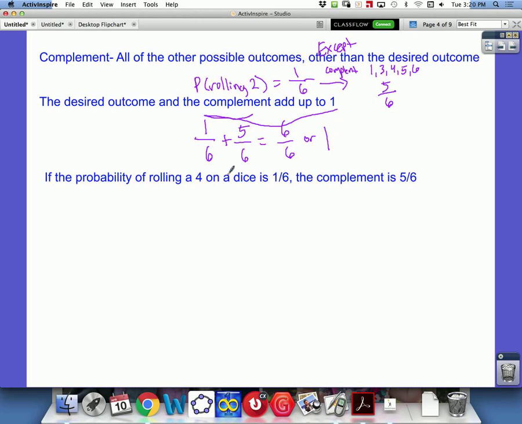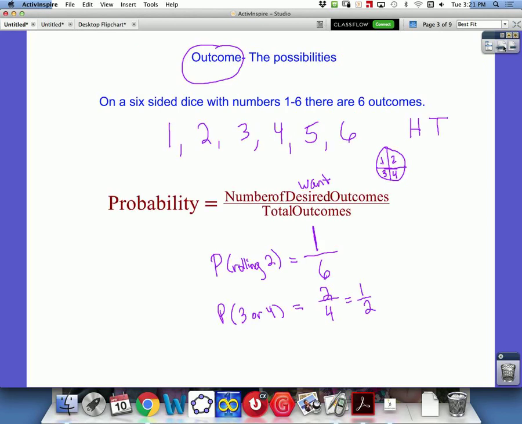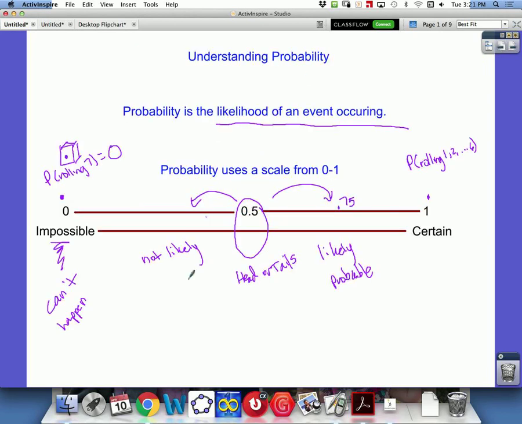So if we do another, the probability of rolling a 4, just like the 2, is 1/6, so the complement is 5/6. Hopefully this helps you on the lesson. This lesson mainly is going to have finding complements and finding basic probabilities, along with being able to use this scale to identify if something is impossible, not likely, a maybe, a likely or probable, or a certain. Thanks for watching.